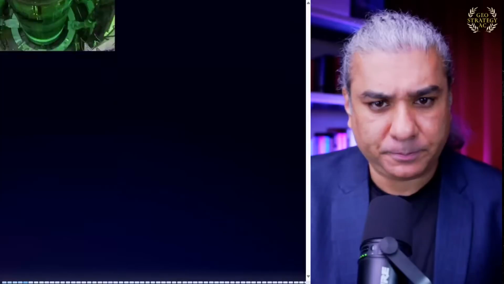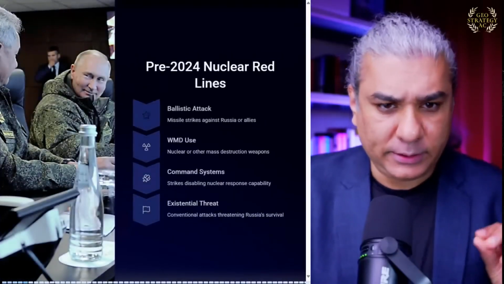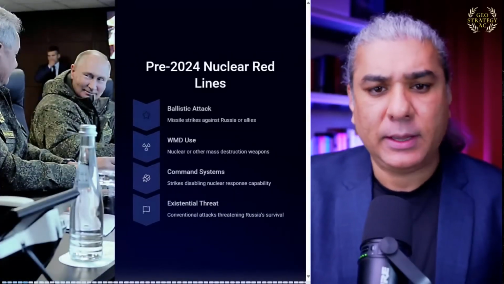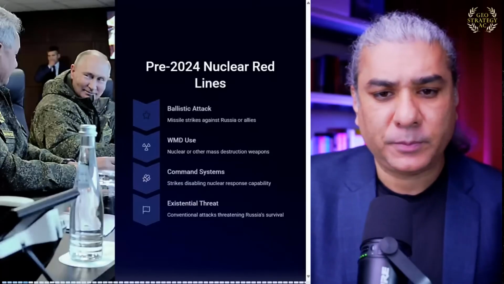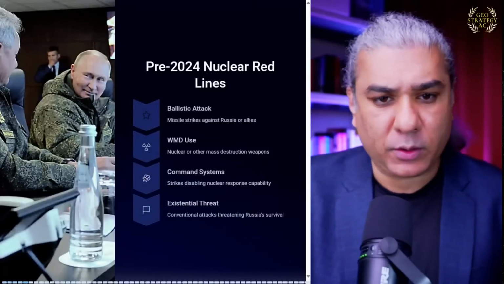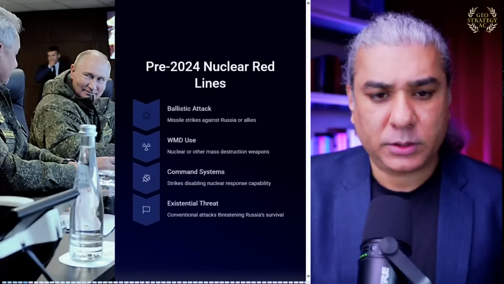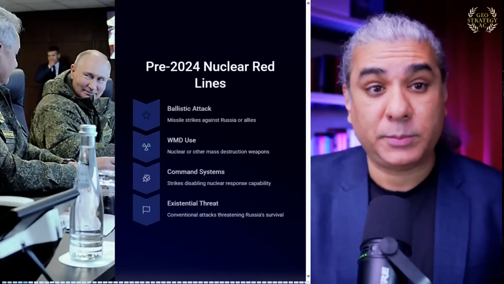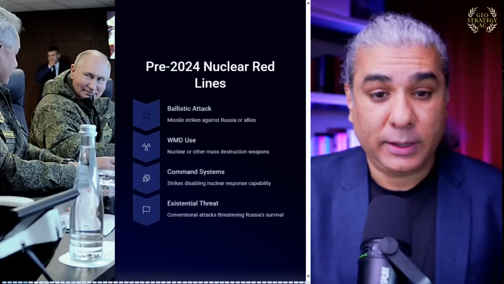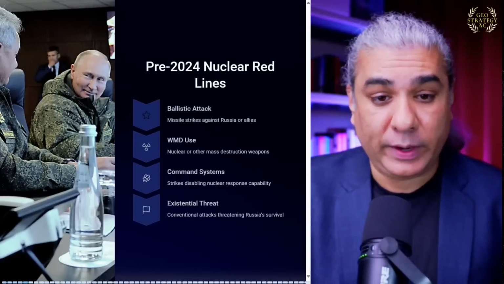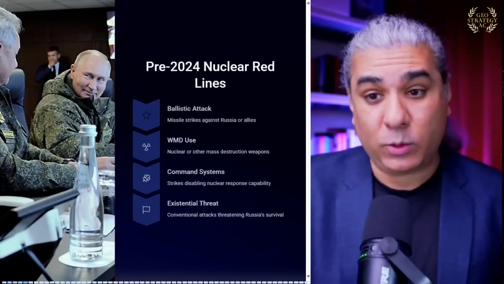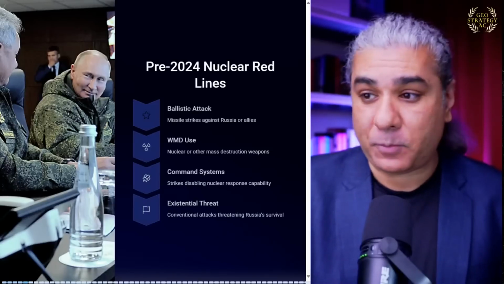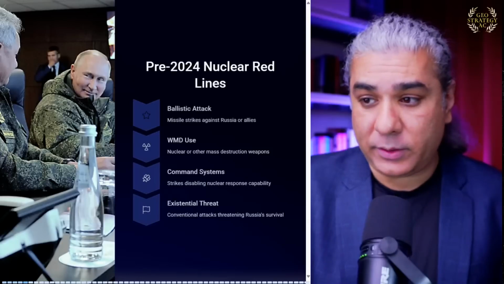Then what happened? And yeah, these are the red lines that I spoke about: ballistic missile attack, missile strikes against Russia or its allies, weapons of mass destruction used against Russia, nuclear or any other kind, strikes that would disable nuclear response capability. So command systems also are included in that, right? And existential threats of various kinds. Conventional attacks also were included in this, which could potentially threaten Russia's survival as a nation. So these were the Russian red lines.